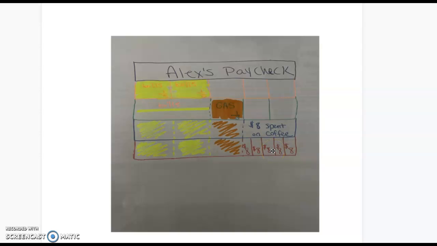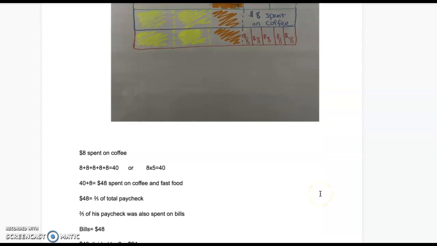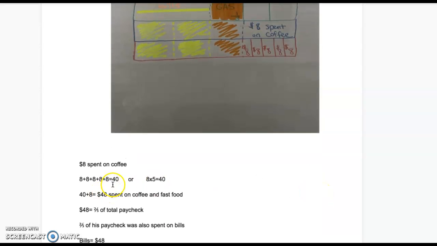Now we are going to perform some addition. So we know that $8 is spent on coffee. So for the fast food, we are going to add 8 plus 8 plus 8 plus 8 plus 8. And that is going to give us 40. You can also multiply 8 times 5, and you will also get 40.